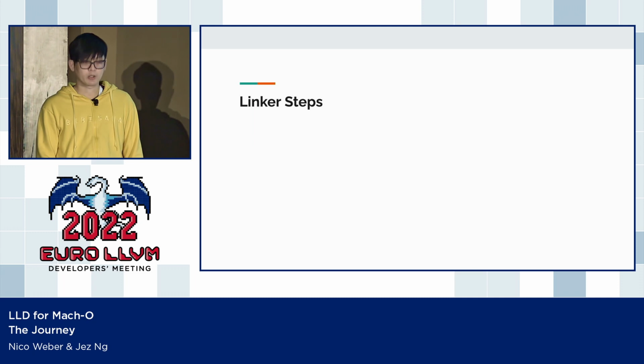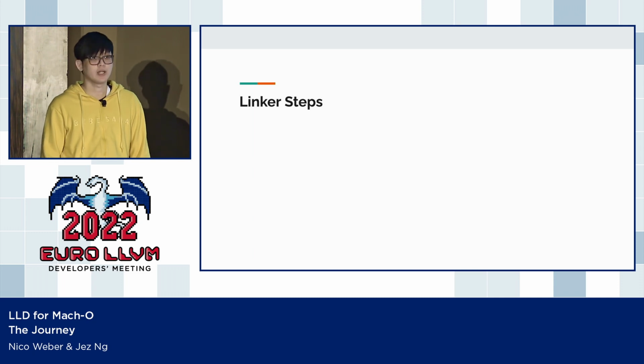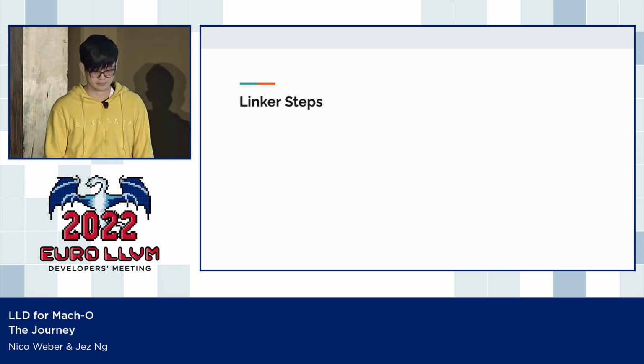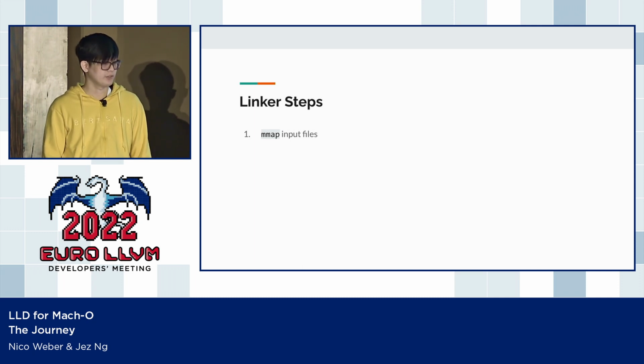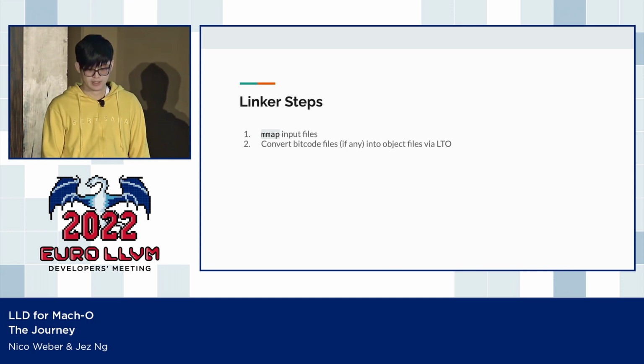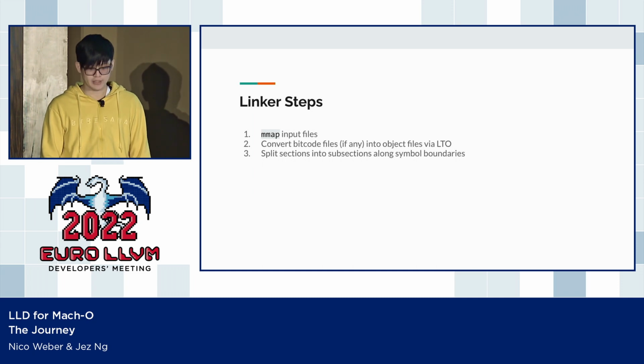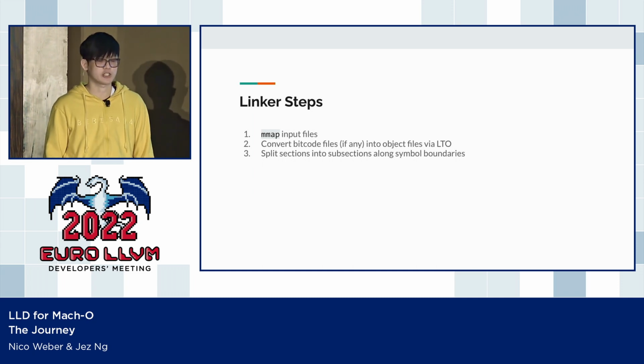Next, I want to talk about some quirks of the Mach-O format. But first, let me give you an overview of the linker's operations to show you how things fit together. The operation of the linker can largely be broken down into 6 steps. First, we read in our inputs and perform LTO. Then, we split each object file's sections along symbol boundaries. This splitting is something unique to the Mach-O format, and I will speak more about that shortly.